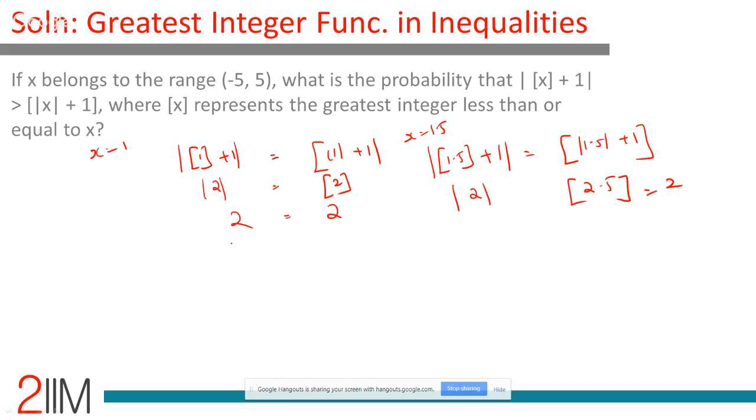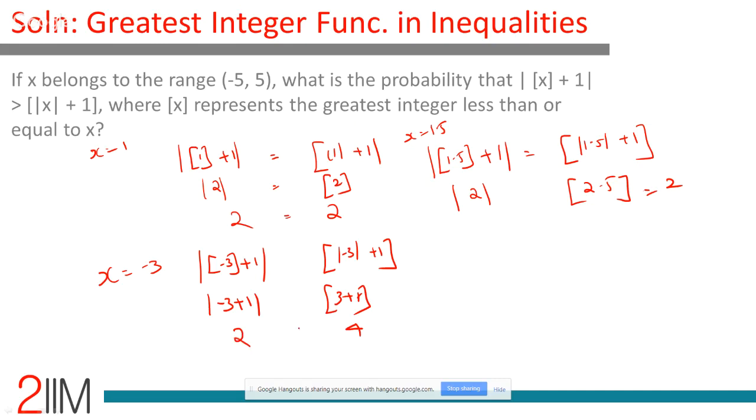Maybe it will be funny when we put x as negative. Say we put x equal to minus 3. This side is modulus of greatest integer of minus 3, plus 1. This side is greatest integer of modulus of minus 3, plus 1. This is modulus of minus 3, plus 1. Greatest integer of 3, plus 1. This is 4. This is 2. This is less than this. When you put a negative integer, I just want to find out when it will be positive. What is the probability that it will be positive? We're trying to find out the probability to be greater. Found out one set of values where it will be lesser.